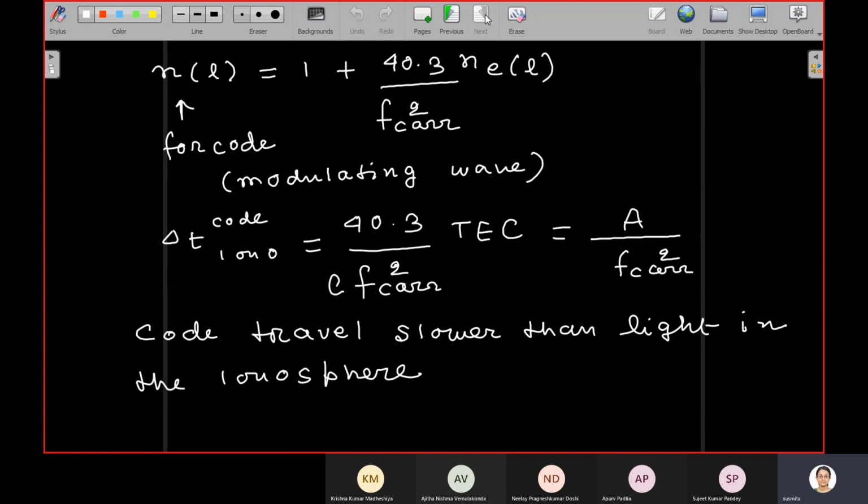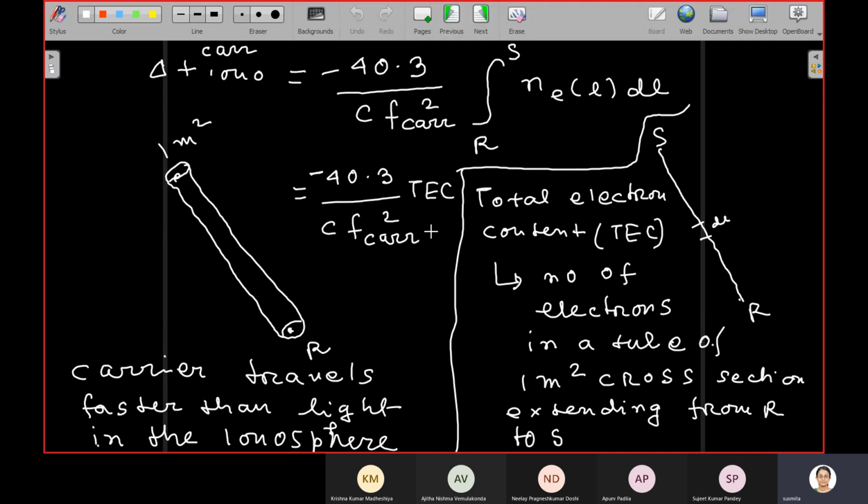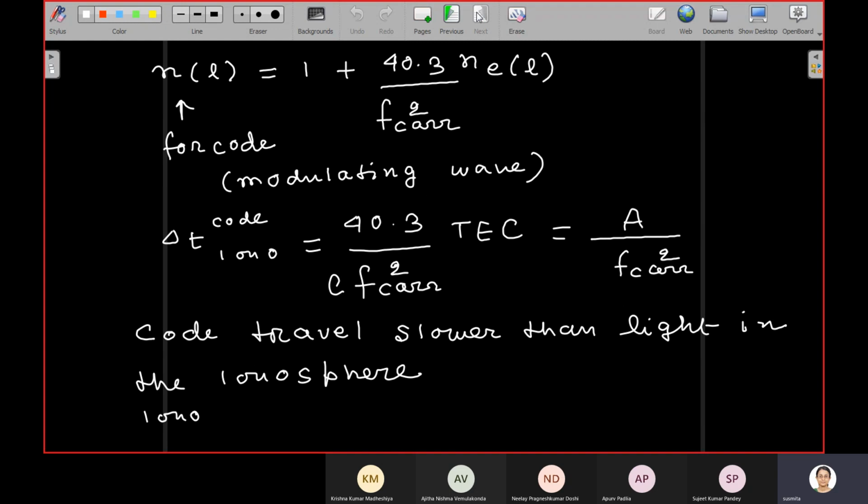And we have seen that the ionospheric error is inversely proportional to the carrier frequency. This is true for both carrier and code. The only difference in case of the carrier is that you need to put a negative sign. So when you write the equivalent expression for the carrier, in that equation instead of putting plus, you have to put minus for the iono part. But since we have considered only the code here, pseudo range measurements are derived from the code. We will consider only the positive ionospheric error here.